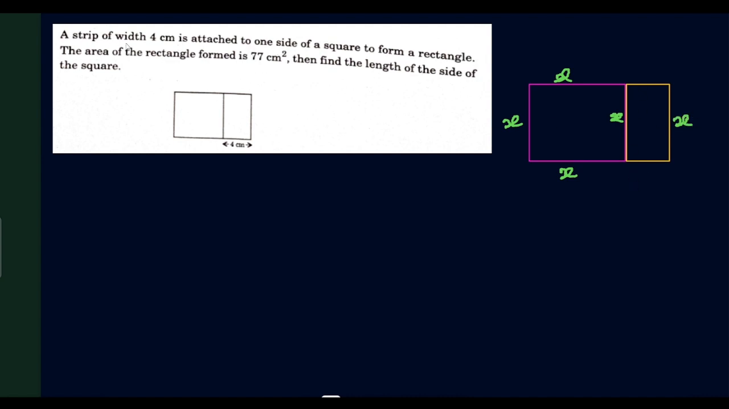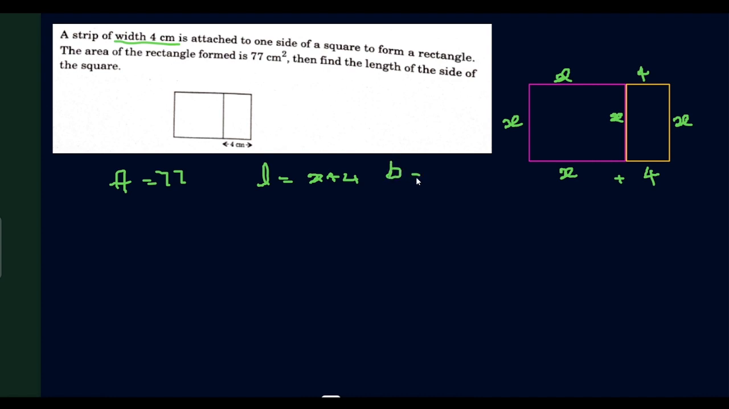But here he gave the information that the strip's width is 4 centimeter. That means its width is 4 centimeter. We have added it. Got it? Now they are asking for the area of the complete rectangle, which is given as 77 centimeter square. And what is the length of this rectangle? The length is from here to here, x, and this is 4, right? So it is x plus 4.